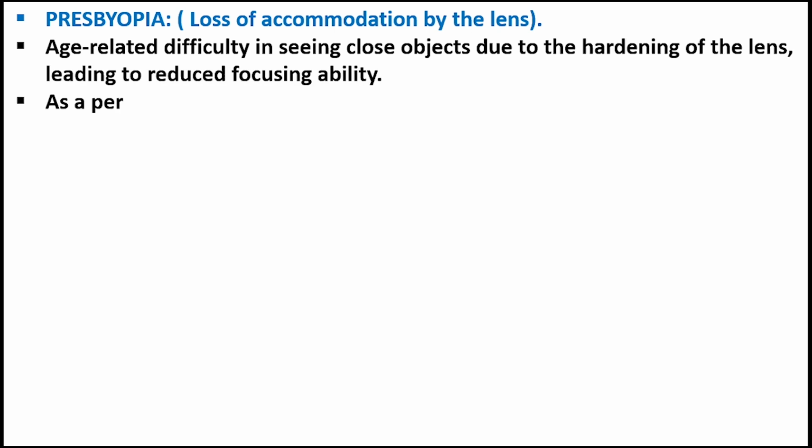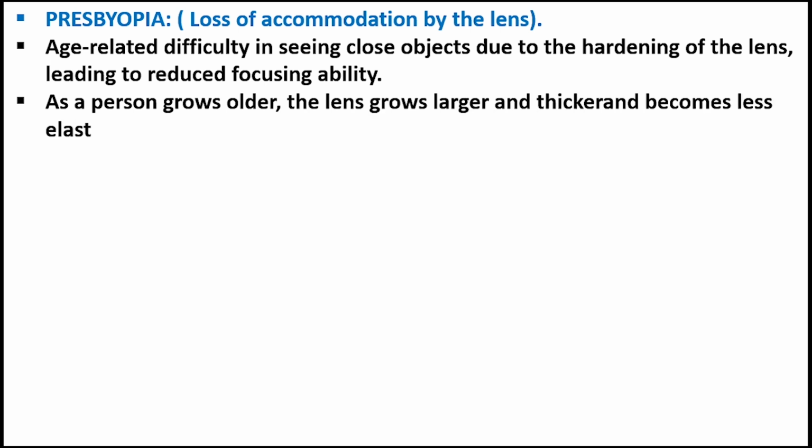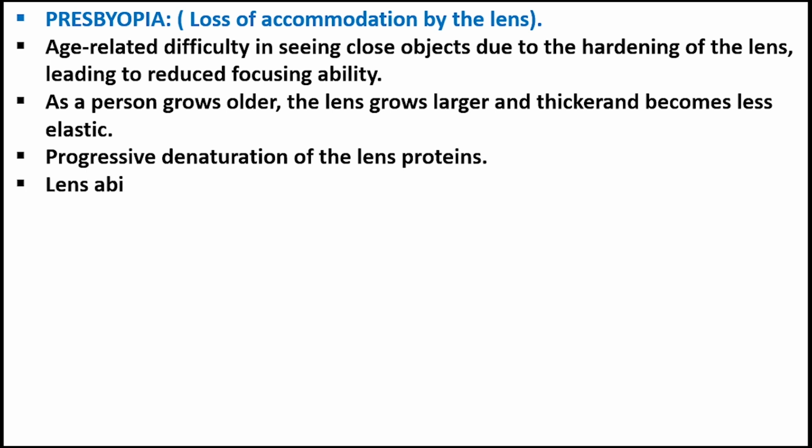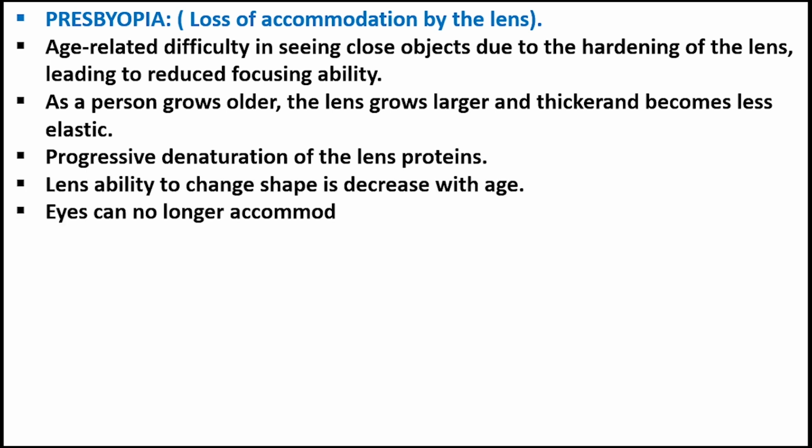As a person grows older, the lens grows larger and thicker and becomes less elastic. Progressive denaturation of the lens proteins. Lens ability to change shape is decreased with age. Eyes can no longer accommodate for both near and far vision.